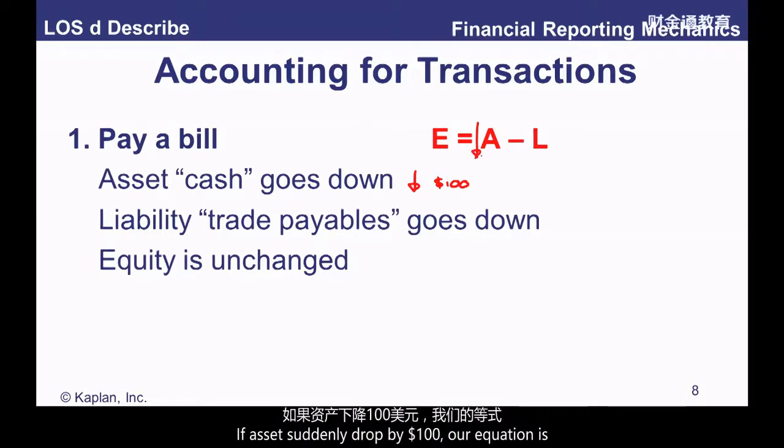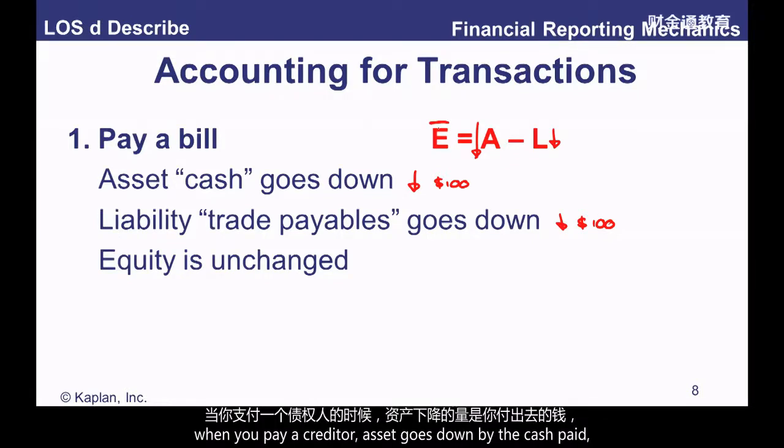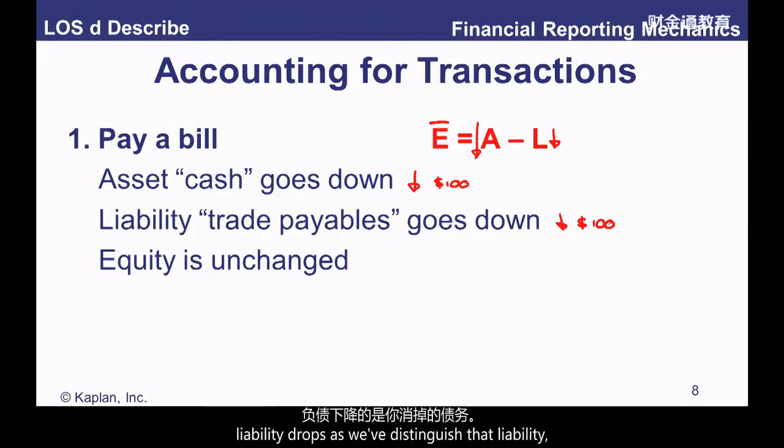Now, if assets suddenly drop by $100, our equation is no longer going to balance. Equity will no longer equal assets minus liabilities. So either equity is going to have to be reduced or liabilities are going to be reduced. Because we're paying a supplier, our trade payables, we're extinguishing a liability here, and that liability will drop by $100 as well. So our trade payables goes down. Notice, therefore, in this situation, when you pay a creditor, assets go down by the cash paid, liabilities drop as we've extinguished that liability, and equity remains unchanged.